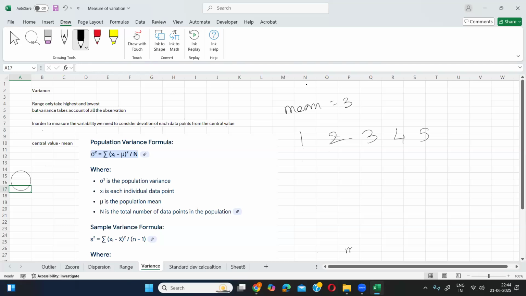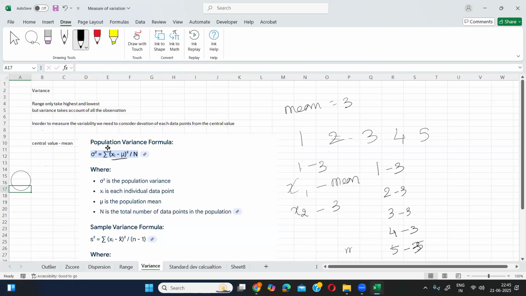So the formula, the first part, is very simple. Each data minus mean. Which means 1 minus 3, that is x1 minus mean. So 1 minus 3, 2 minus 3, that is x2 minus 3. Let's calculate that: 1 minus 3, 2 minus 3, 3 minus 3, 4 minus 3, and 5 minus 3. Okay, so it's a simple formula only, right? So no confusion in this.